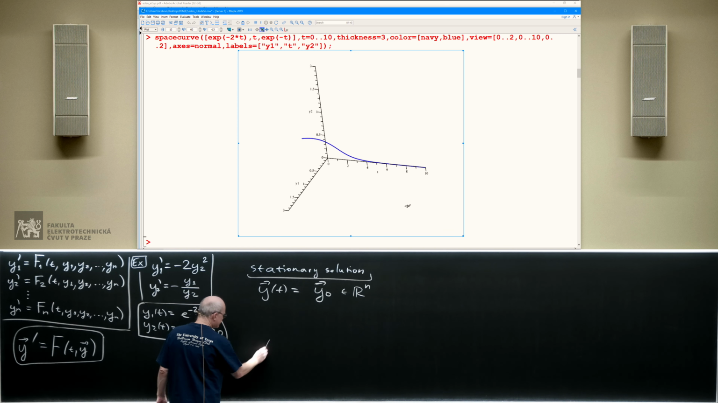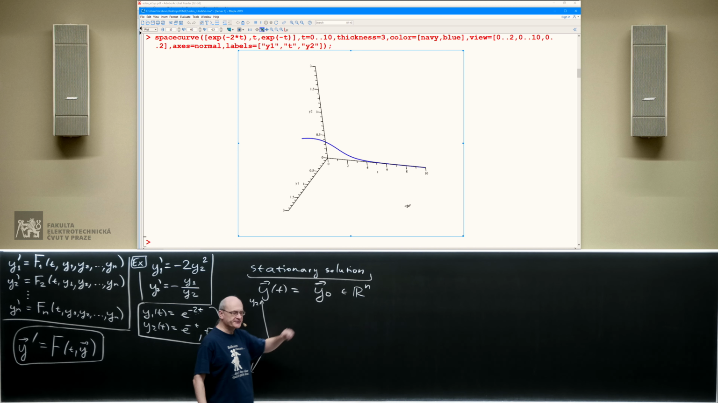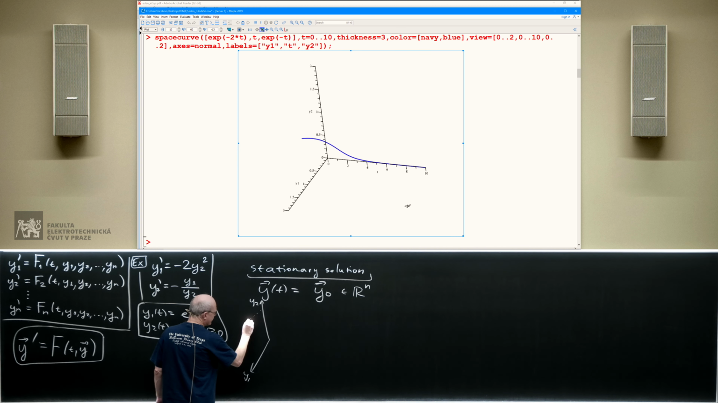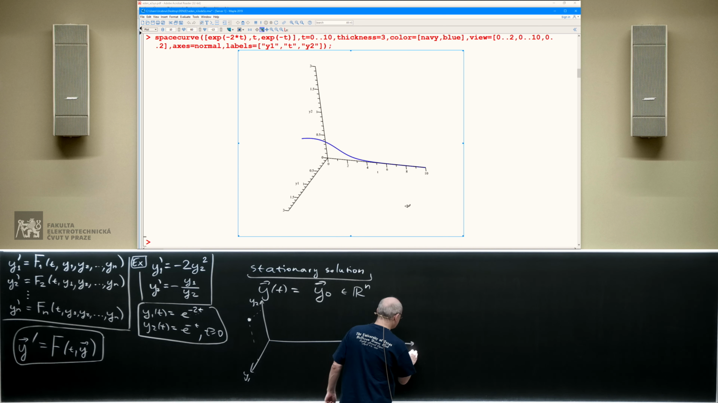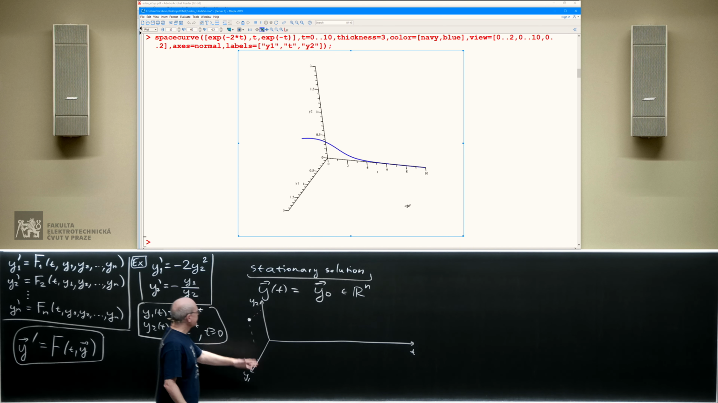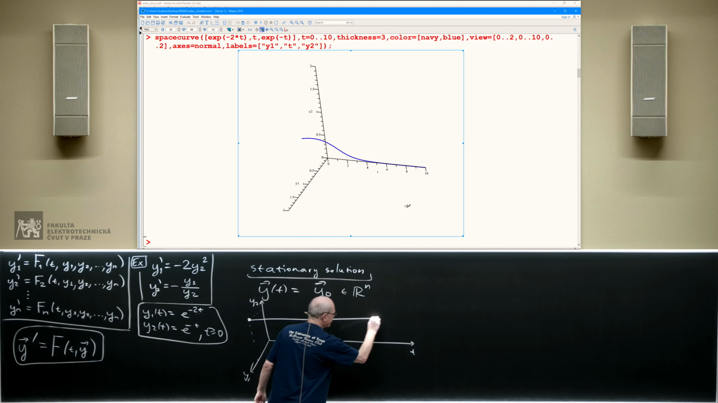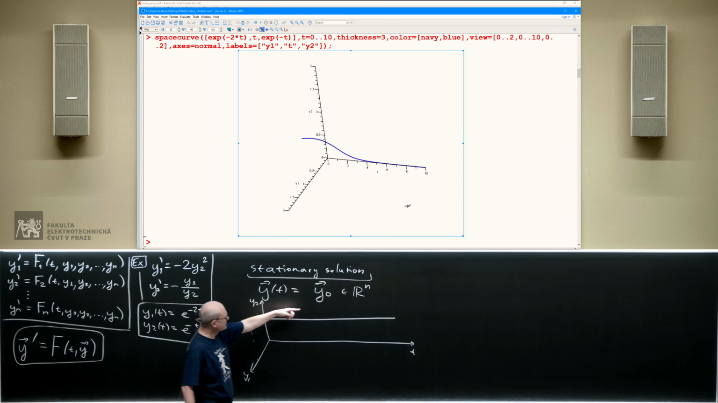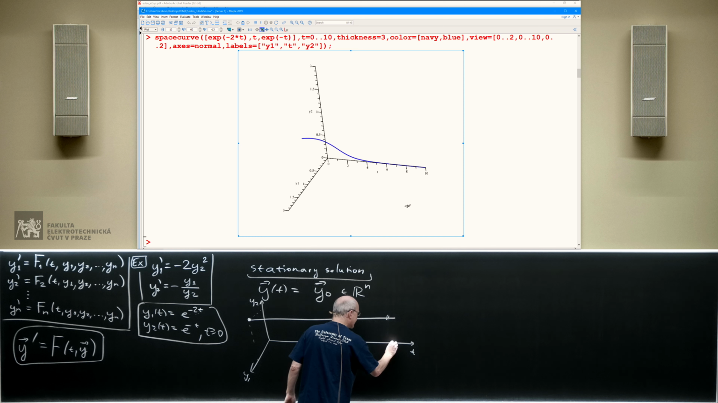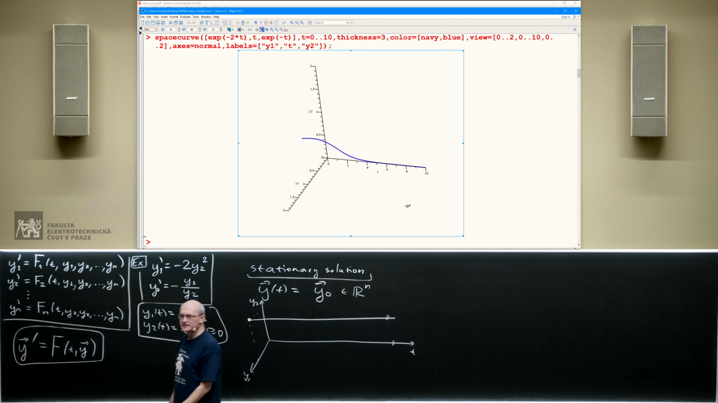How does such a solution look like? Well, let's see. Here is the y1, y2 plane, and in this y1, y2 plane, there will be this vector y naught, let's say over here. So this is vector y naught. And now we attach the time axis, and as the time goes, the solution does not change at all. So it is a steel rod which is running parallel to the t-axis. That's how I visualize stationary solutions.